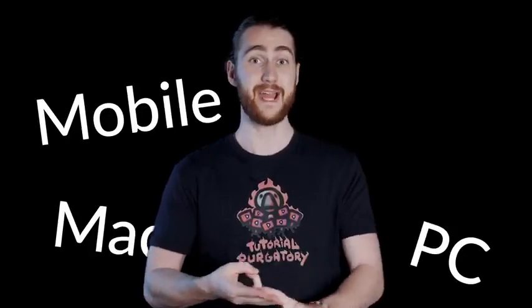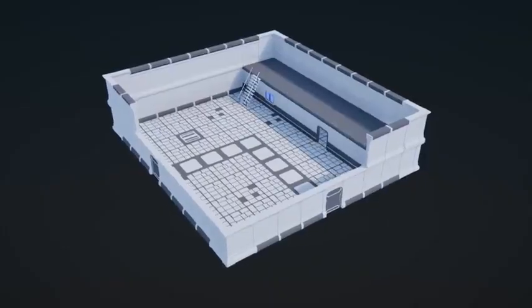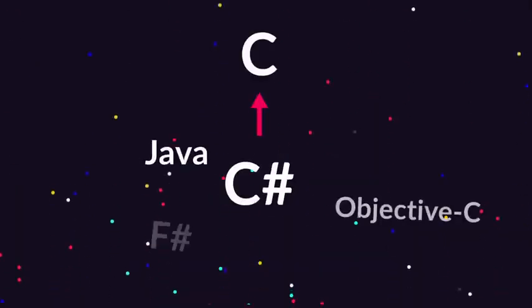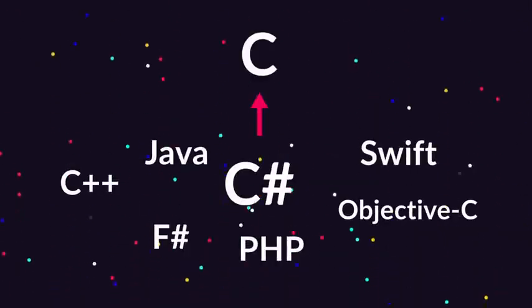This is not because it does everything perfectly. No language does, but because of its diversity. You see, C# is a widely used programming language. It can be used to develop for mobile, PC, Mac, and even the web. And if you want to get into game development, you can get started with Unity right away. It's also based on C, which makes it really similar to other popular languages like C, C++, and Java. So if you later want to pick up another programming language, chances are that the transition won't be too difficult.